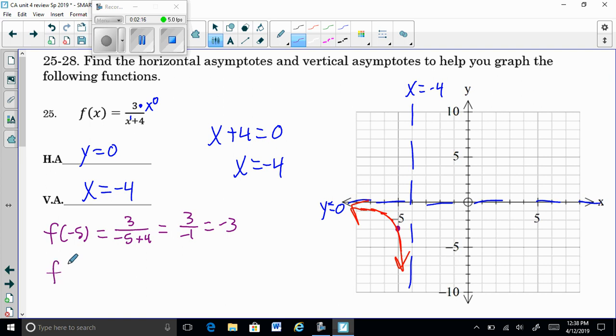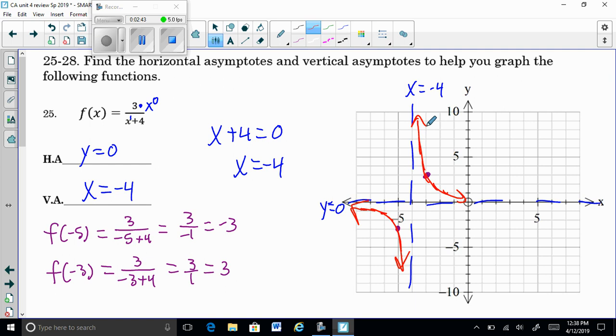So f of -3, we'll get 3 over -3 plus 4. This time we end up with 3 over 1, which is 3. So we'll be right up here. And then once again, use those asymptotes as guidance for your graph. And there you go. That's all you got to do.